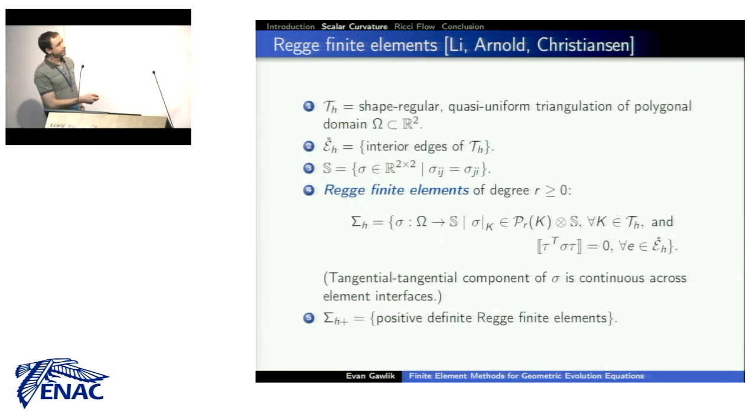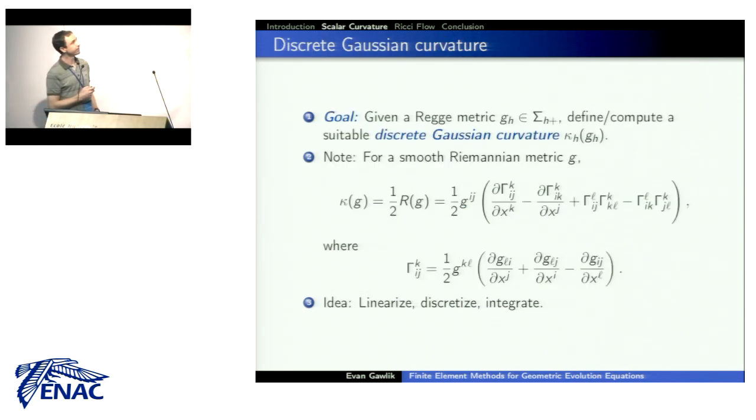And lastly, I'll use the notation sigma h plus to denote the set of positive definite Regge finite elements, so the elements of this space that are pointwise positive definite. Okay, so that's the definition of the Regge finite elements. These are the piecewise polynomial tensors that I'm using to approximate G. And now what do I want to do? If I'm given one of these Regge finite elements GH, I want to define a suitable notion of a discrete Gaussian curvature of GH, which I denote by kappa H.